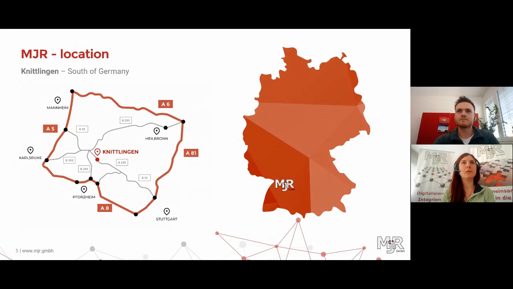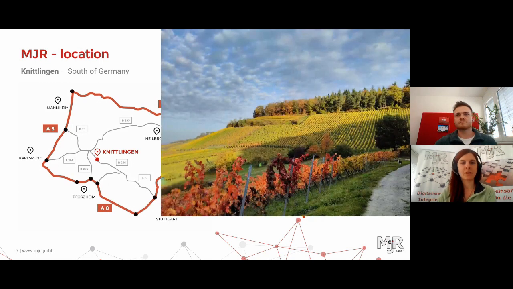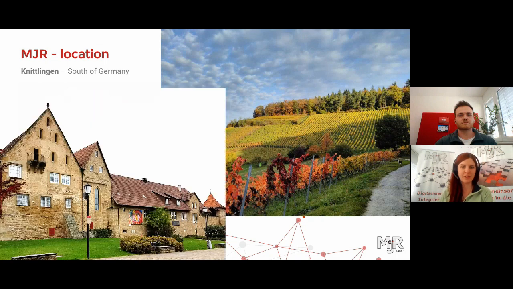So here you can see the location of MJR. We are located in the south of Germany. The town is called Knittlingen, and we are near Karlsruhe and Stuttgart. It's in the middle of those two bigger cities. Here you can see some vineyards of our region and some historical buildings. So it's very nice in our region here.